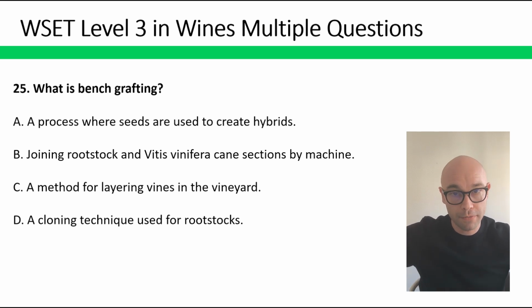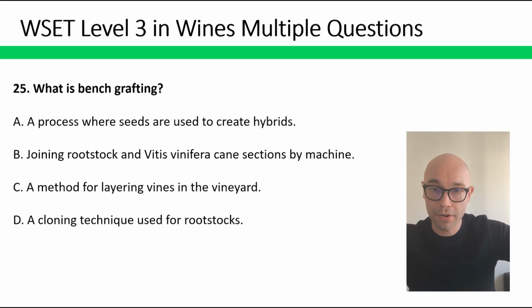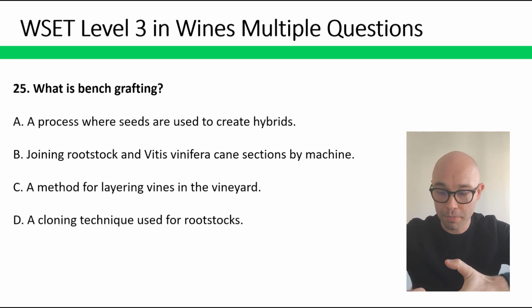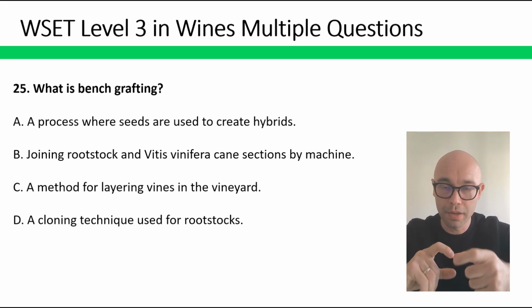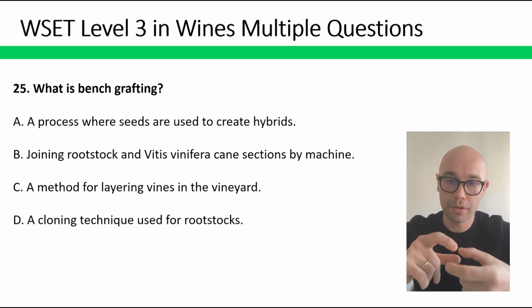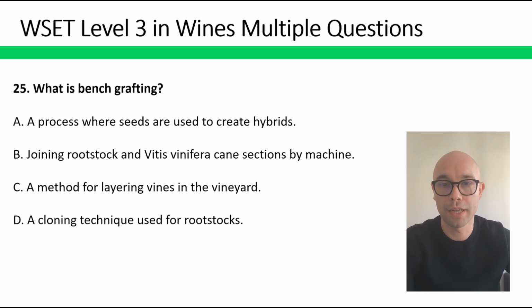So you use the root system from American vines, Vitis vinifera for the fruit. You cut with a bench machine to make like a scallop, and then basically, sticking them together and connecting.